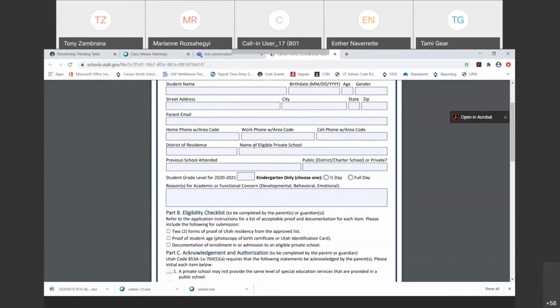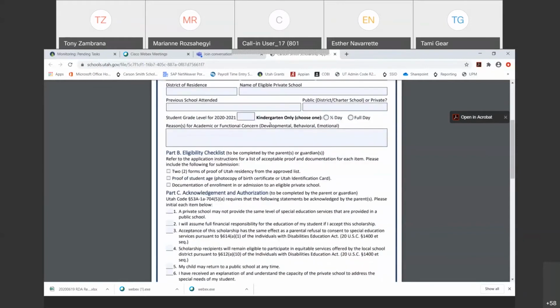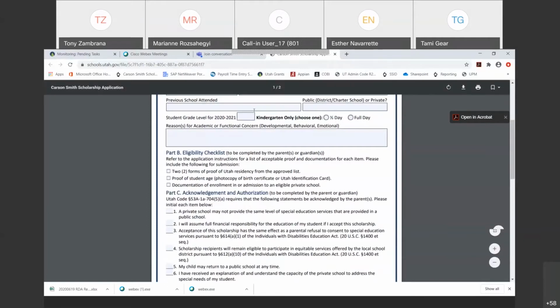We need one of these three: home phone number, work phone number, or cell phone number. We need some sort of phone number. And then we need the district of residence, so where your house is located, where you reside, what district is that in? And then the name of the eligible private school that your student will be attending. And then if your student attended a previous school, you need to put that in right here. And then you need to indicate whether or not that was a public, private, district, or charter school.